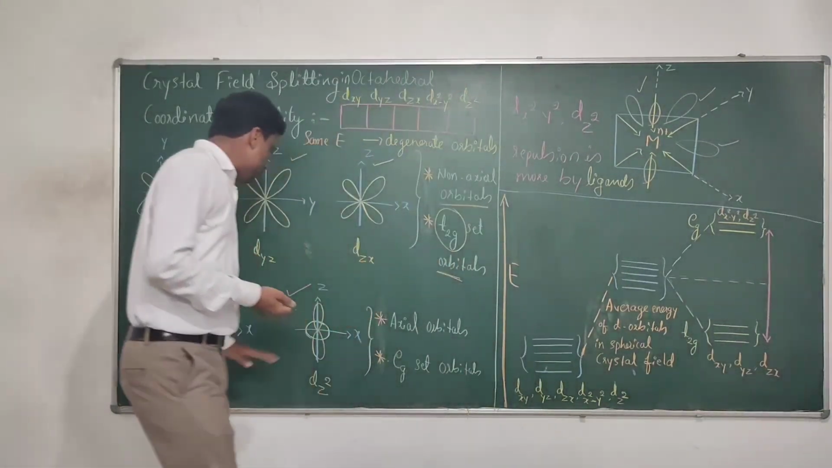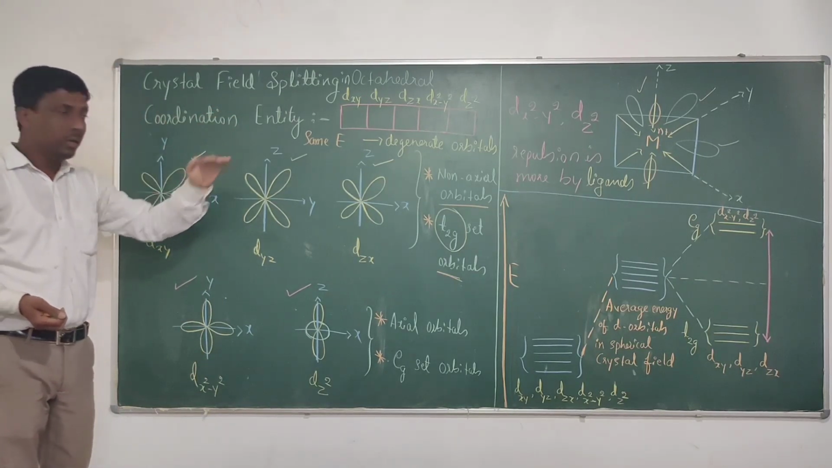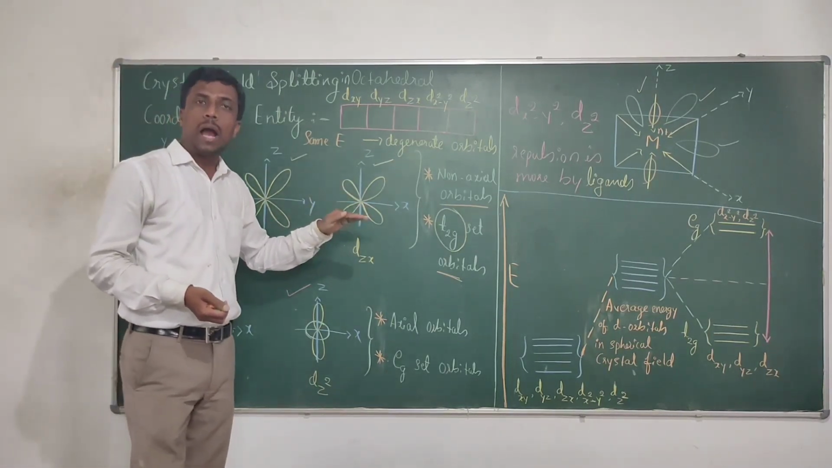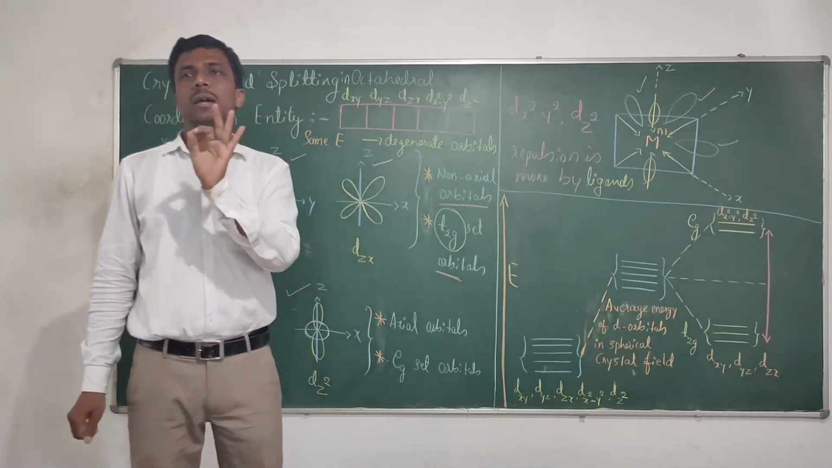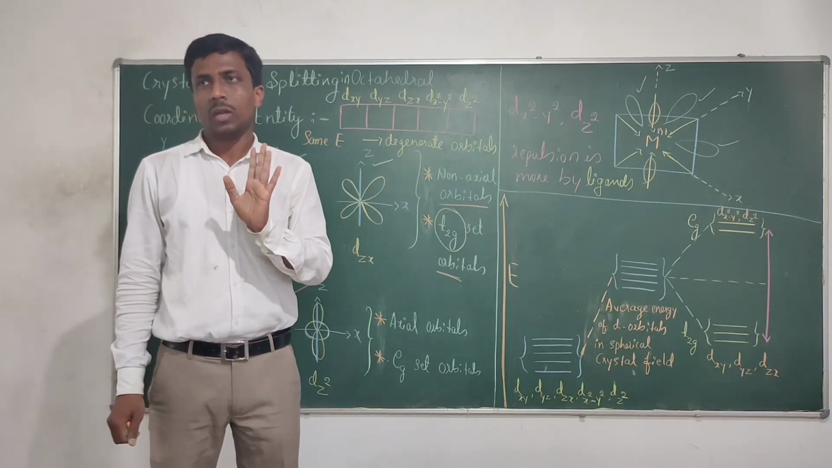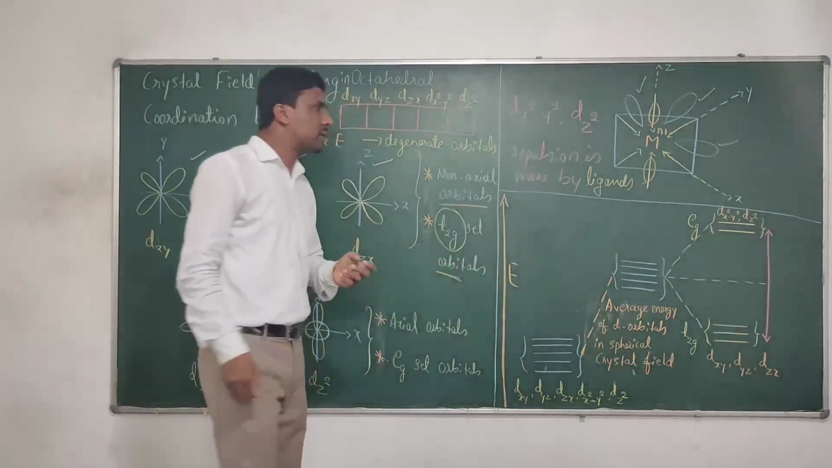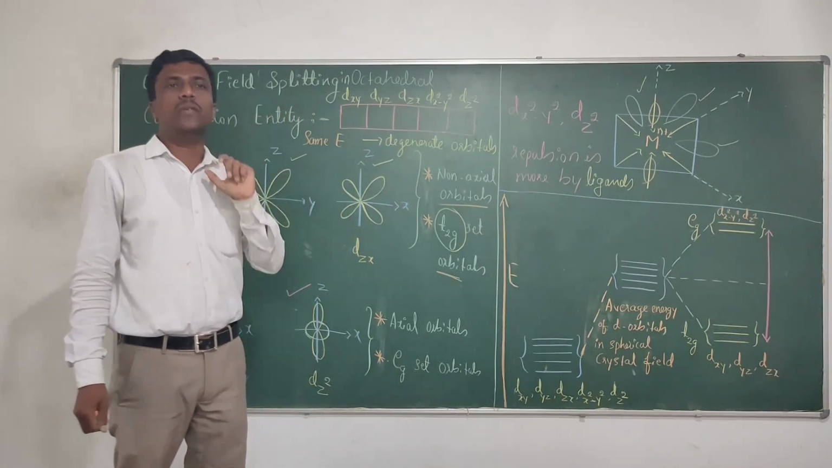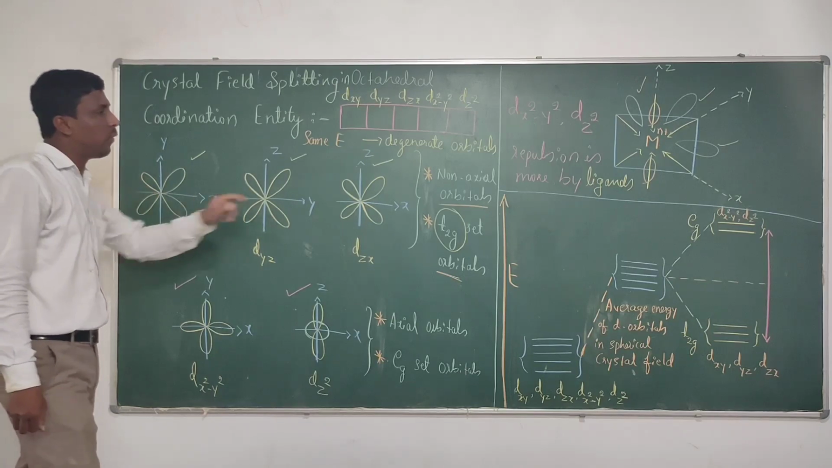Eg set will have a higher energy because of more repulsion. T2g set will have the lower energy because of less repulsion by the ligands. Clear or not? Okay. Now let us discuss this crystal field splitting in octahedral coordination entity with the diagram.